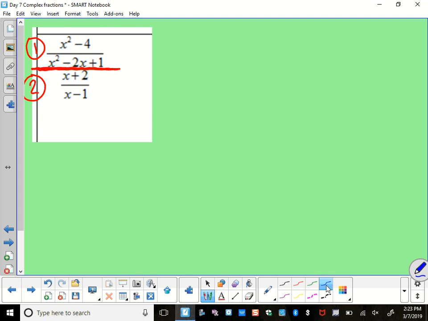Just looking at this top fraction here, is my numerator simplified as far as it can go? No, it is not, so let's go ahead and do that. X squared minus 4. At this point, we have to know how to recognize this. This is a difference of squares problem. How do I write this out into factors? X plus 2, x minus 2. Good. X plus 2, x minus 2.